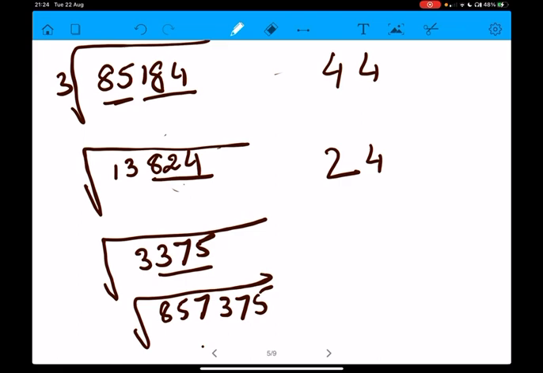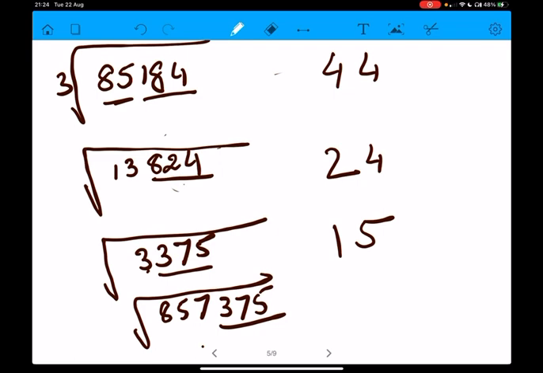Next, it ends with 5, which means the cube root will end with 5. 3 is greater than 1 cube, which is 1, and less than 2 cube, which is 8. So it has to be 15.